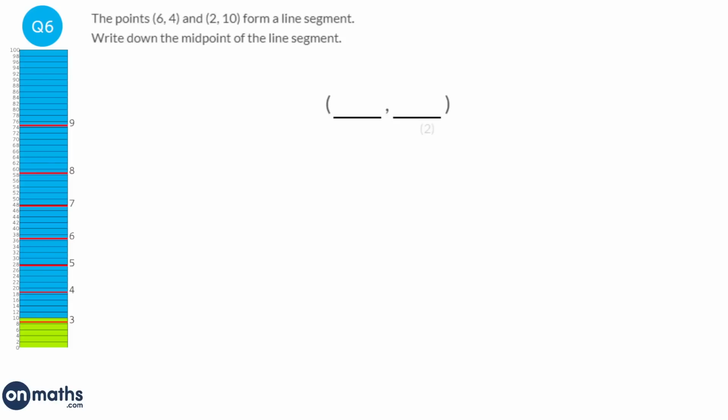The midpoint is the halfway point between these two coordinates, and we focus on the x and the y components separately. So we're going to just look at the x coordinates first. To find the halfway point, we use this simple formula, which basically means that we're adding the two x coordinates together, then dividing by 2. So we're going to add the 6 and the 2 together, and then divide by 2. So 6 plus 2 is 8, half of 8 is 4. So our midpoint for the x component is 4.